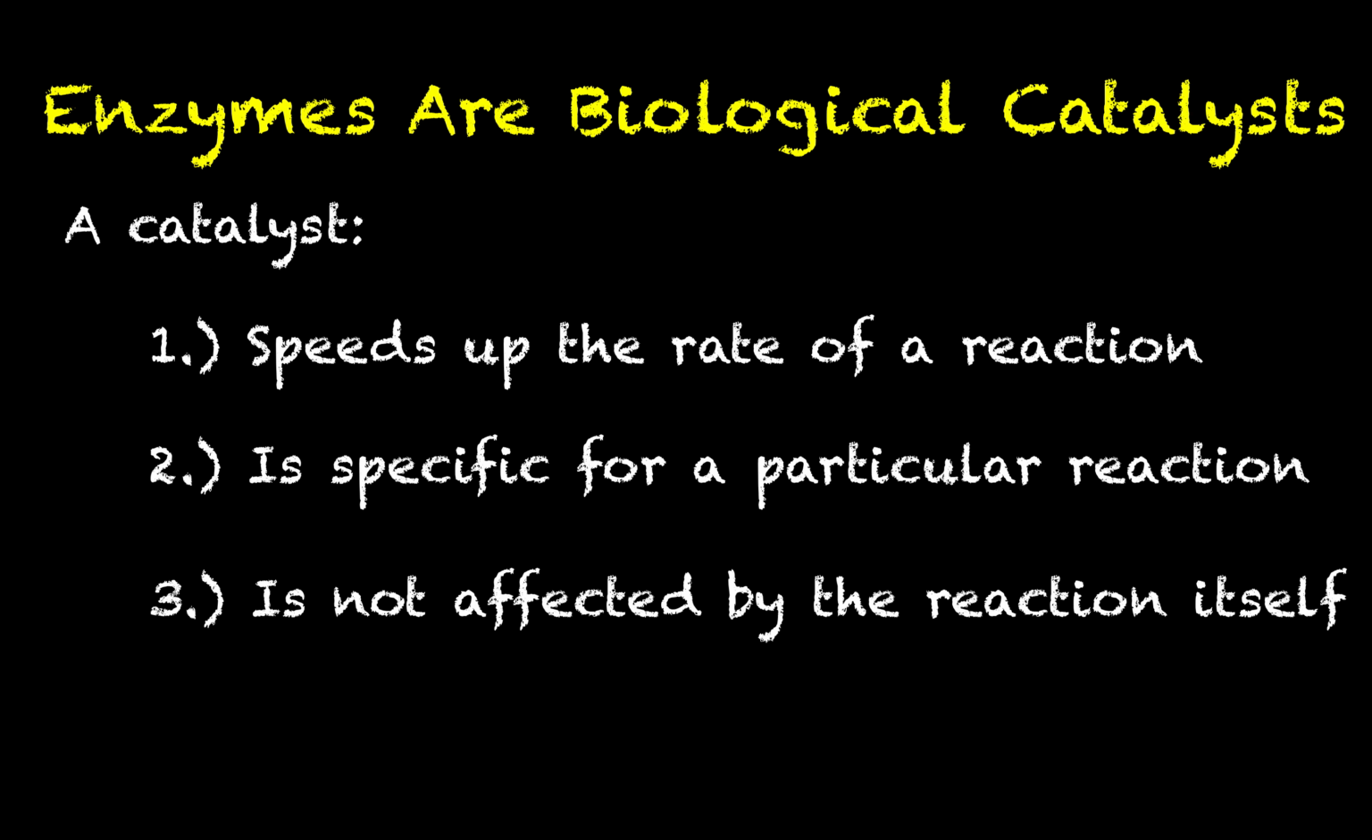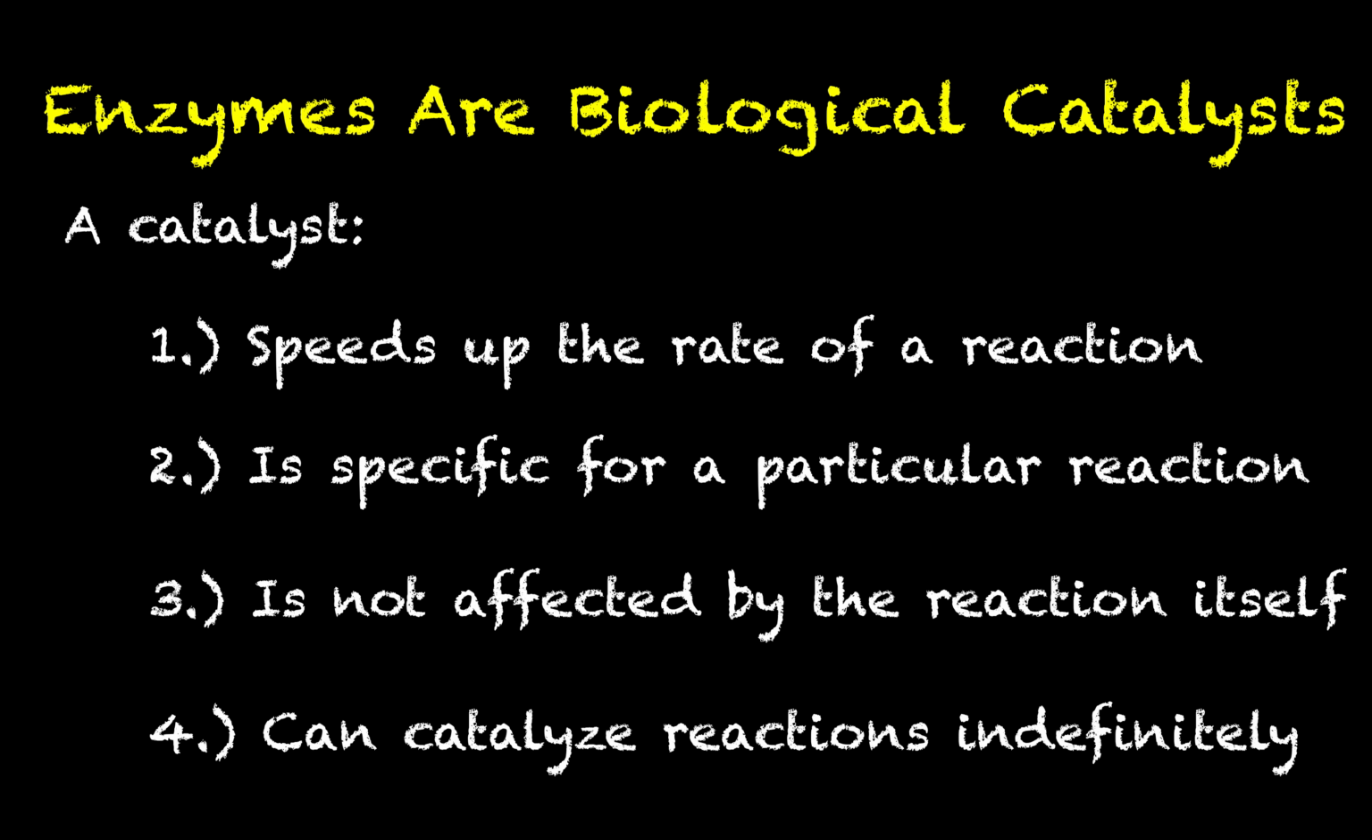Number three, the catalyst will not be affected by the reaction itself, meaning that theoretically, the enzyme or the catalyst should be able to catalyze many, many rounds of the reaction over and over again without any sort of limitation. And number four, this kind of goes hand in hand with this, the catalyst should be able to catalyze reactions indefinitely. In practice, this is not quite true, but for the sake of argument, we can go ahead and assume that it is.